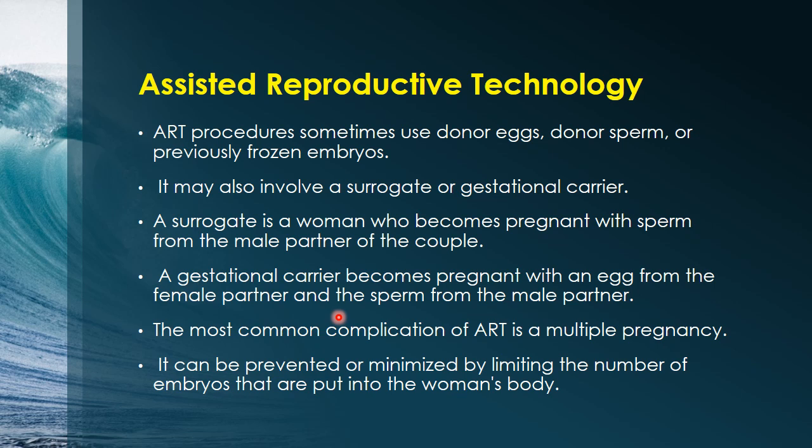The most common complication of this ART is multiple pregnancy, because not a single cleaved blastomere is used and planted in the uterine cavity. For the success rate, more than one is placed in the uterine cavity. So this can be prevented or minimized by limiting the number of embryos that are put into the woman's body.